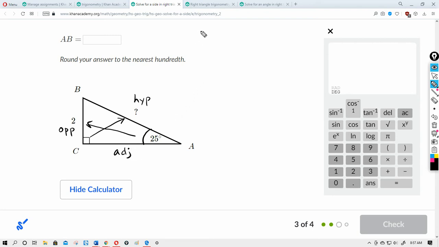Okay, now remember to use SOHCAHTOA. Now, adjacent side we do not have, so I'm going to cross that out. And which one uses opposite and hypotenuse? Well, that's this one right here. Opposite and hypotenuse, that's sine. So write the formula.